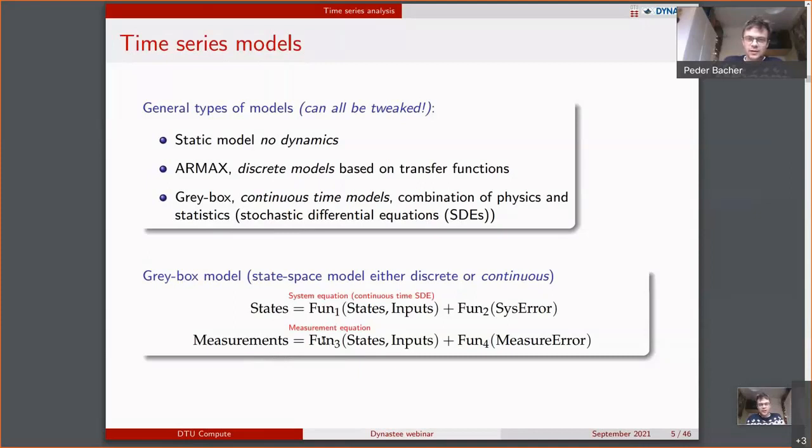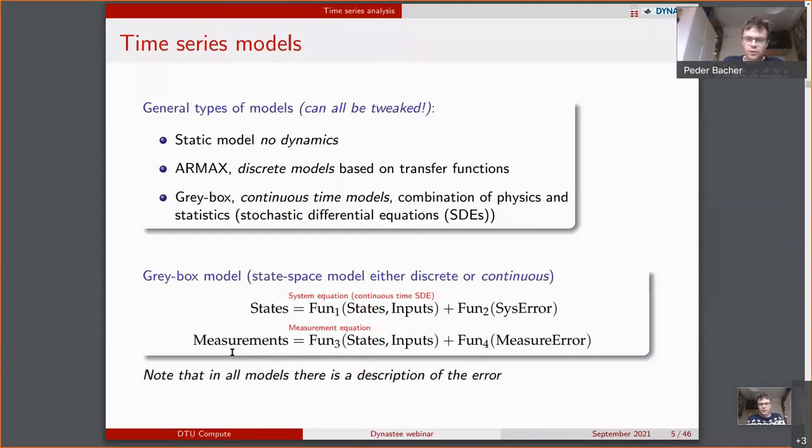And then the measurement equations are formulated by a function of the states and the inputs. So how the measurements are taken as a function of the states. Sometimes it's just one of the states that is directly the measurement. Sometimes it's a function of the states. And we also have a function describing how we model the measurement error. Usually it's just a normally distributed random variable. Okay, so that was sort of the three types of models.